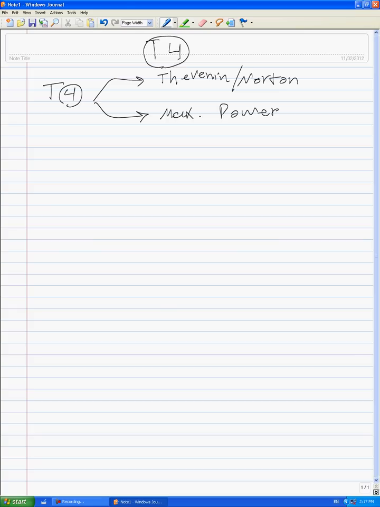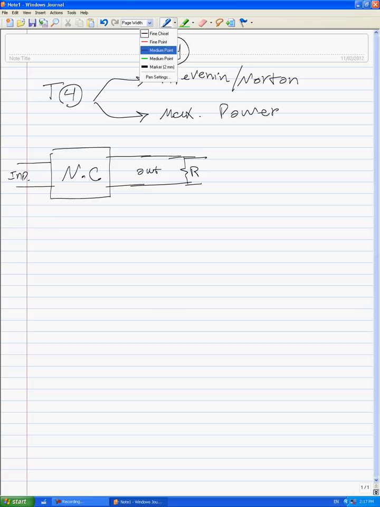First of all, let me explain this theory. If we have a network circuit, any network circuit, with input here and output here, and also a resistor R here, and this is terminal A and this is terminal B. This theory says we can simplify any circuit at terminal A and terminal B like this.